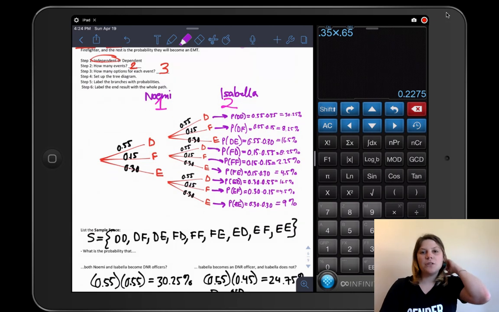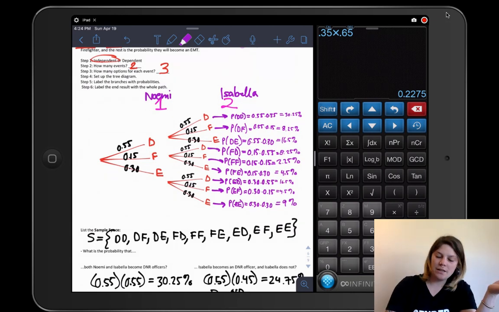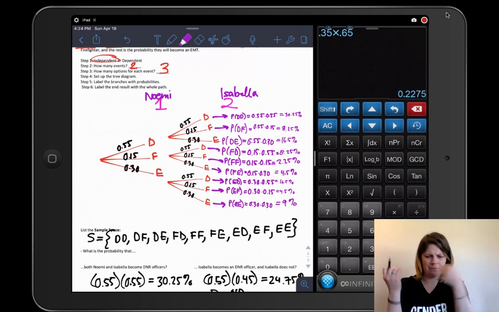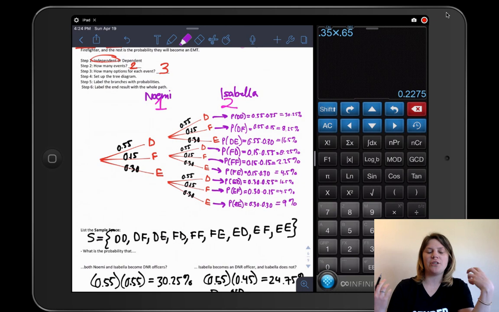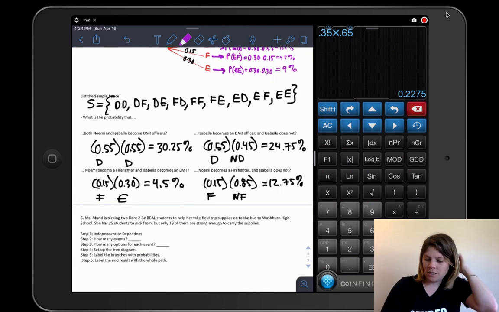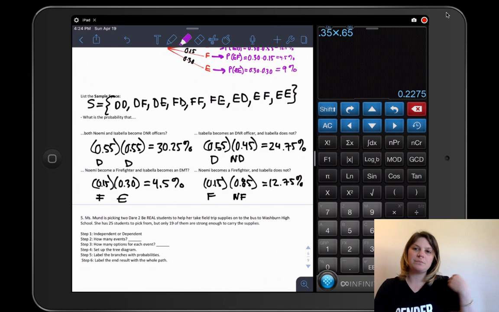All right, so hopefully you were able to try these. Again, you don't have to do all this. It's just a strategy that can help you find the answers if you need that extra security of having every single situation laid out for you. And then here are the answers to your questions. So go ahead and check your answers there.